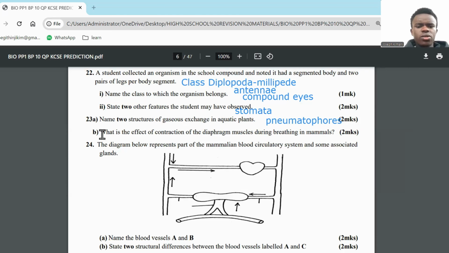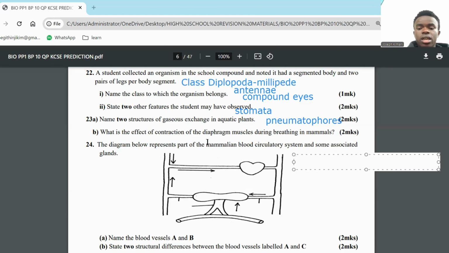And now the next question, what is the effect of contraction of diaphragm muscles during breathing in mammals? Remember the process of breathing. When does the diaphragm contract? This is during breathing in. So after the diaphragm contracts, what else happens in the respiratory system? Let me just write it down here. Once the diaphragm contracts, what do you expect?